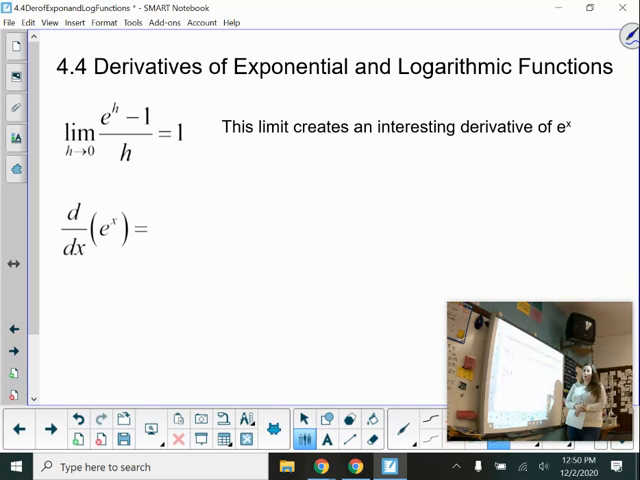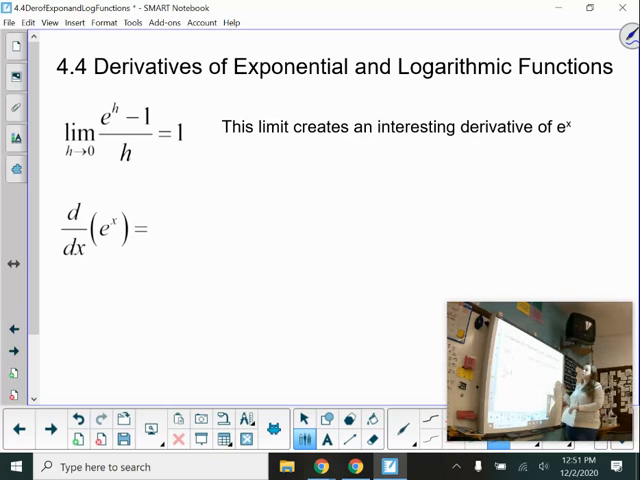This is going to be part 1 for 4.4, derivatives of exponential and logarithmic functions. This is actually going to be our last lesson that we have on formulas of ways to take derivatives of things. And in chapter 5, we're going to get into some of the applications of those derivatives.